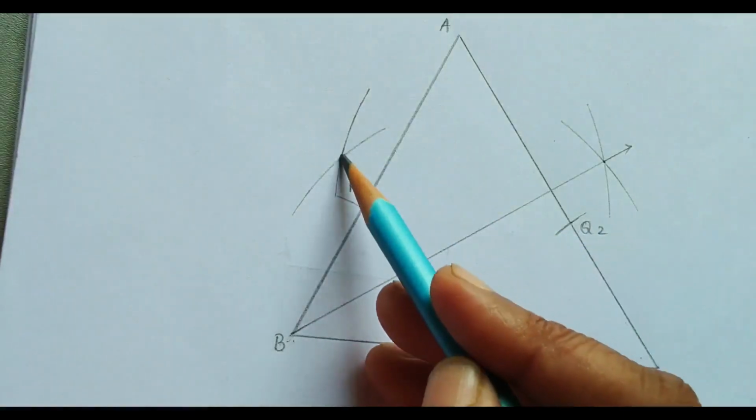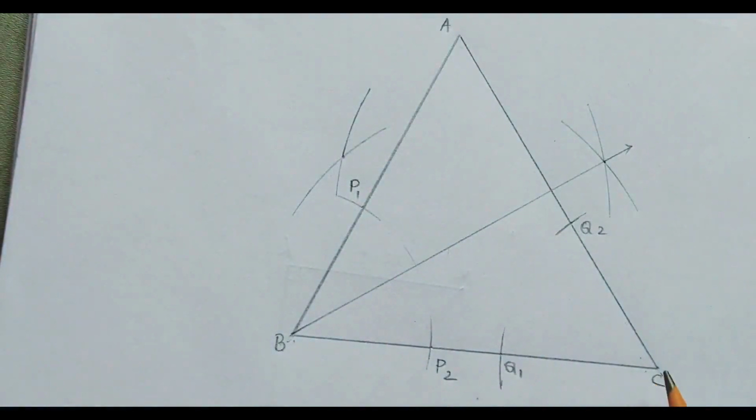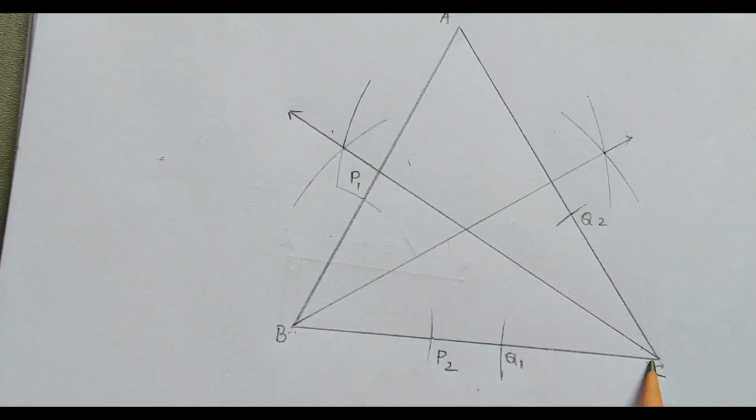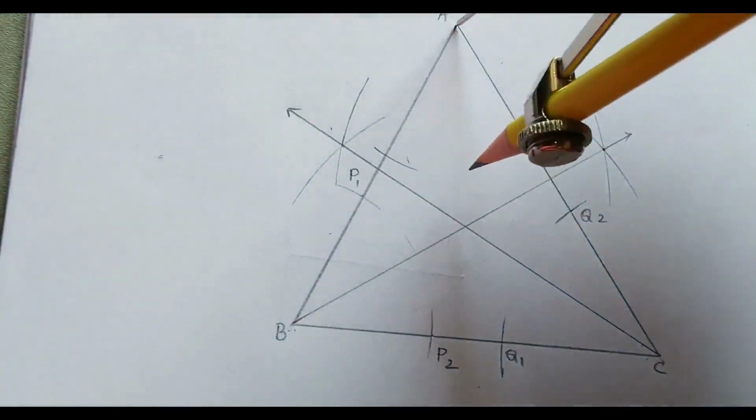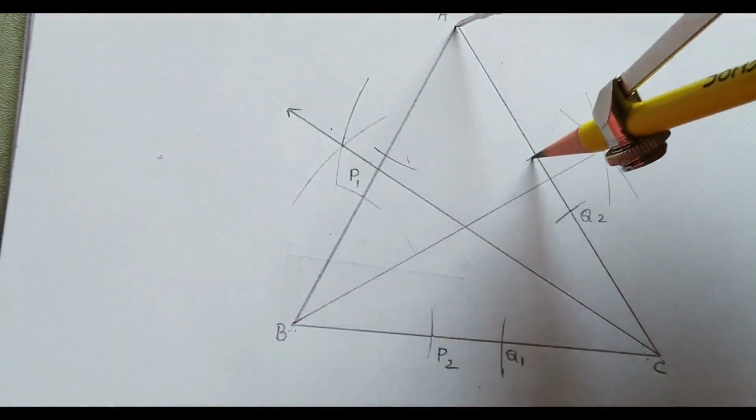Join the point of intersection with the vertex C. Now this ray bisects angle C. Now let's draw the bisector of angle A. Draw arcs on both the arms of angle A.